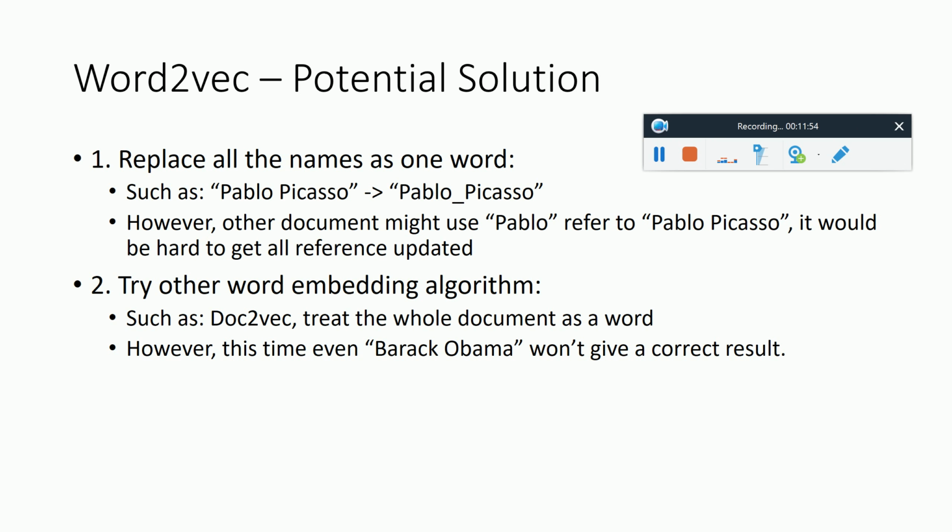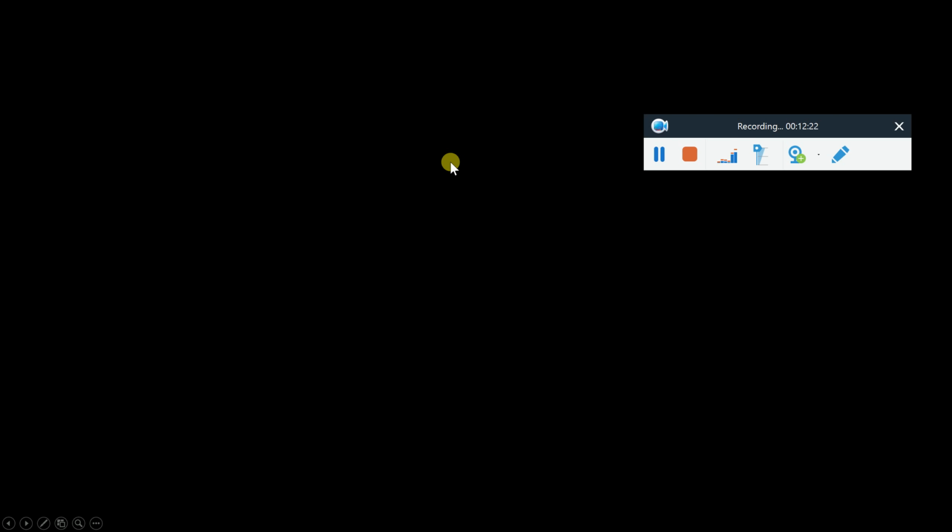Another solution is to try other word embedding algorithms such as Doc2vec. It also treats the whole document as a word and does the embedding. However, this time even Barack Obama won't give a correct result. So I tried Doc2vec using Gensim. It was really useless. It didn't give a correct result. So that's all about the model training report, and thanks for listening.